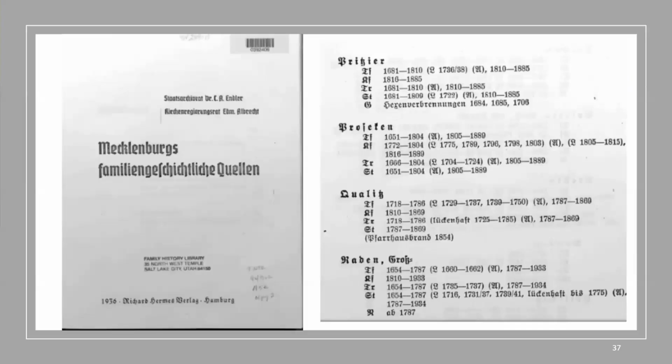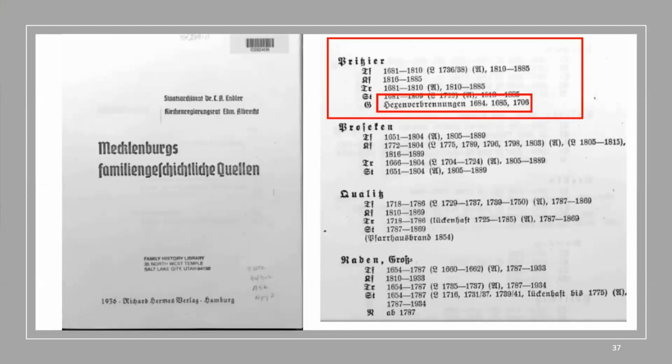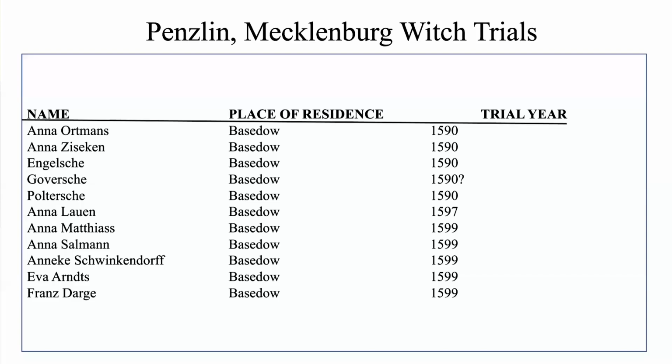In this gazetteer of the Duchy of Mecklenburg's parishes, it lists different types of records and the years they cover. In the parish of Prussia, one of those records was Hexenverbrennungen, or witch burnings, that occurred in 1684, 85, and 1706. In the town of Penzlin in Mecklenburg, a record was found that identified those who were accused of being witches or sorcerers.